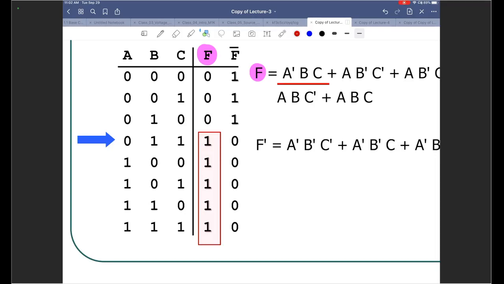So what would be the first one? Well, the first one would be A complement and B and C. That's exactly what we wrote over there.